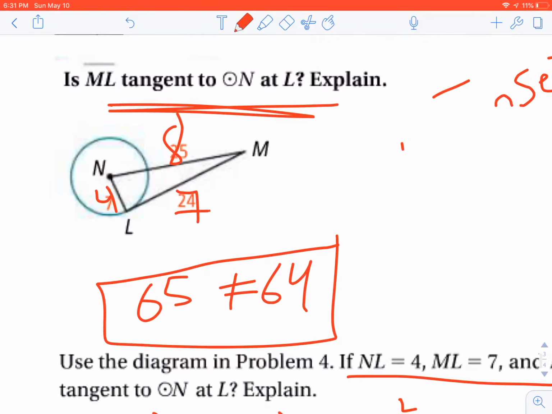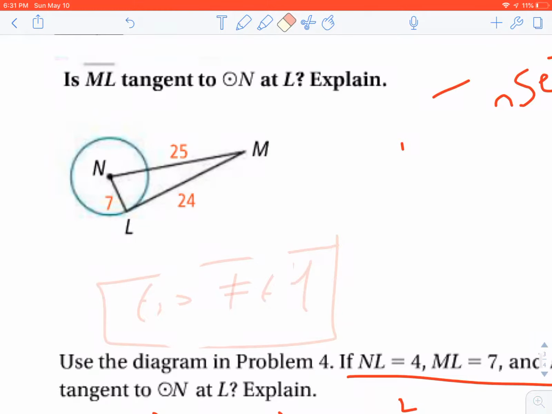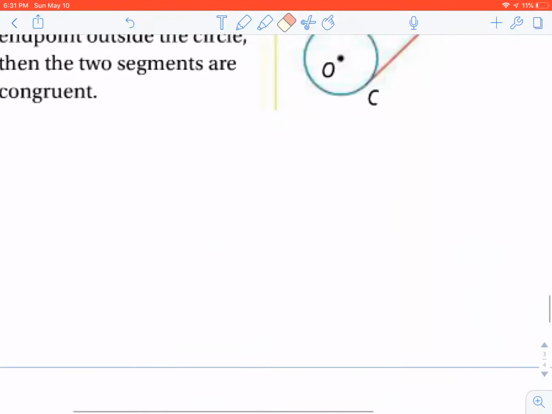So if the Pythagorean theorem doesn't work, it's not a right triangle. Well, if this is not a right triangle, angle L is not a right angle, and if this is not a right angle, then this line is not tangent to that circle, okay? Hopefully that makes sense. I know it's a lot, but hopefully it makes sense.